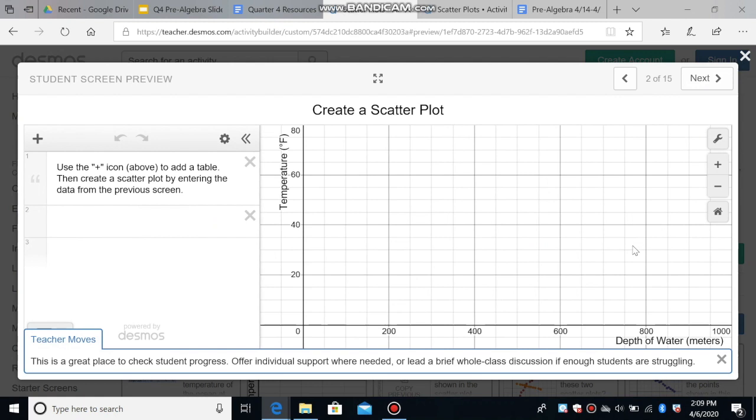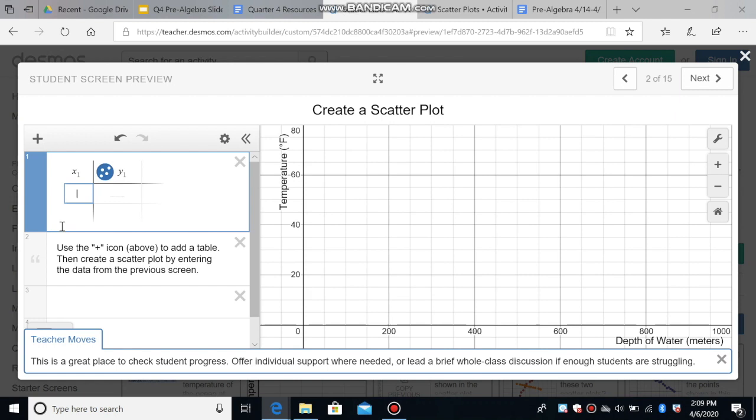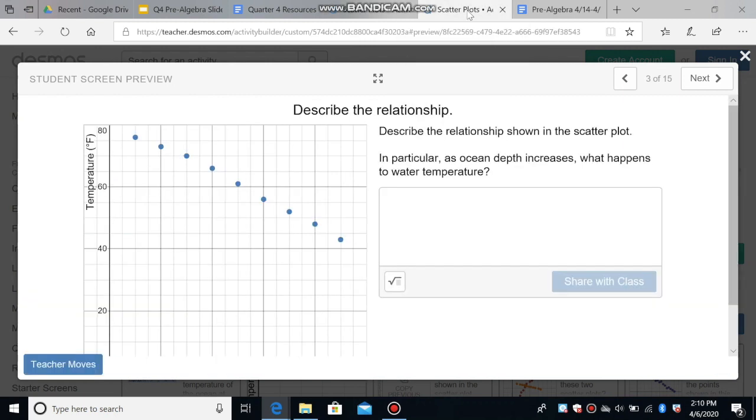Here, you need to construct a scatter plot. So just in case you get stuck on how to do this, you are going to hit the plus icon in the corner to add the table. So your plus icon, table, everything you put in this column will go on the x-axis, and everything you put in this column will go on the y-axis. Once you've entered your points, your scatter plot should look something like this.